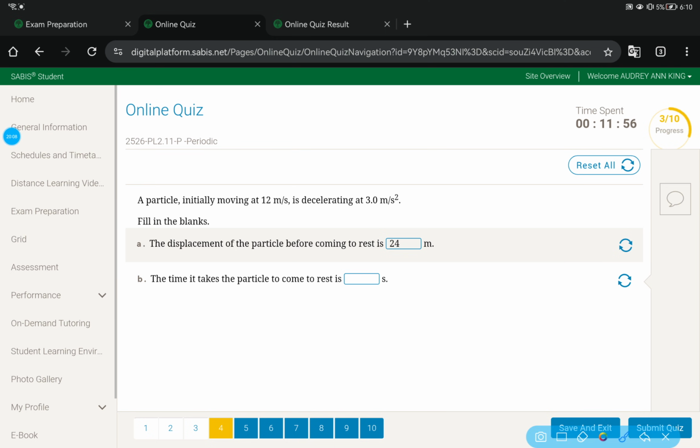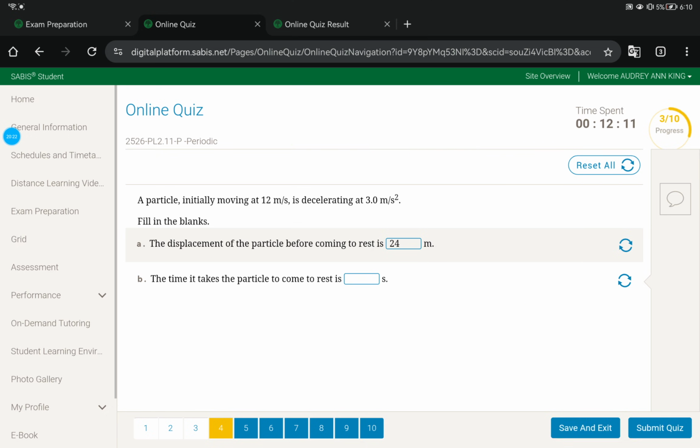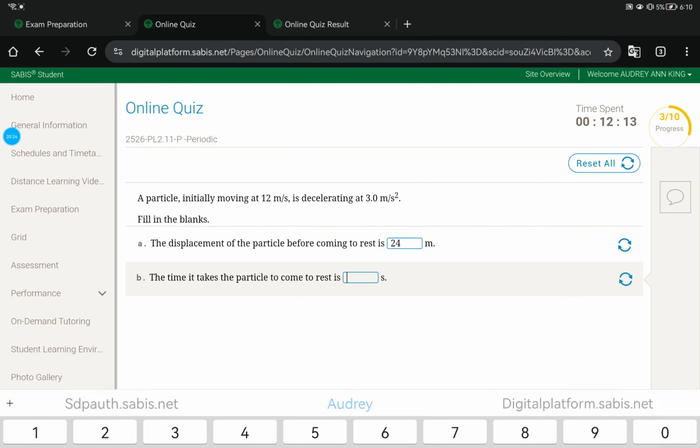So for this one, we're going to use this formula. Velocity equals initial velocity plus acceleration times time. So 0 equals 12 plus 3 times time. So you should get 4.